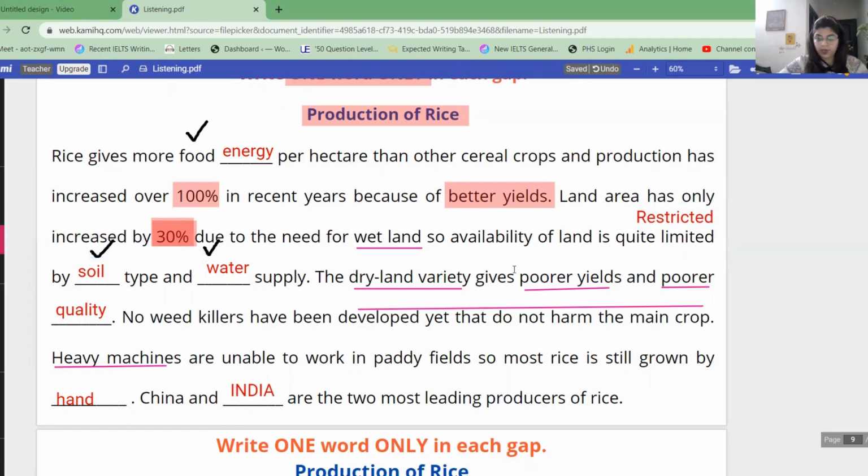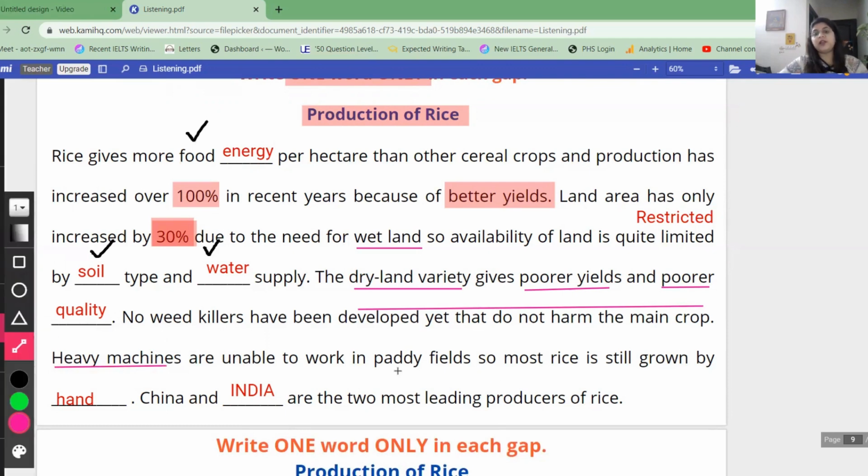Now they talked about dry lands, and they didn't talk about it like this, poorer yield and poorer quality. They said poorer yield and quality together. Now, no weed killer, they talked about this. And here in the heavy machine case, they didn't use the word like this. They said mechanized. Okay, and initially they start with the answer. They didn't start with heavy machines. How did they start? They started directly with the answer, like even today, it is grown by hand because mechanized things, and then they carried on with the conversation.